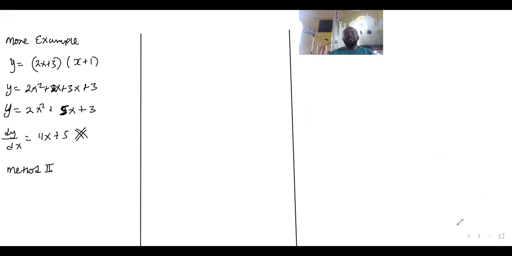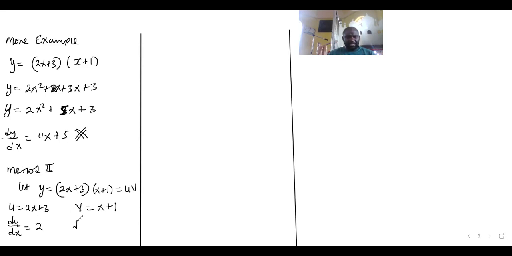So we have method 2 now. In method 2, you let y equal (2x plus 3)(x plus 1) be in the form uv. You let u be 2x plus 3, and v be equal to x plus 1. You need to get du/dx, which is 2, and dv/dx, which is 1. Then go back to the definition of the product rule.